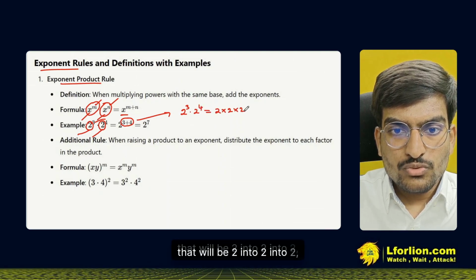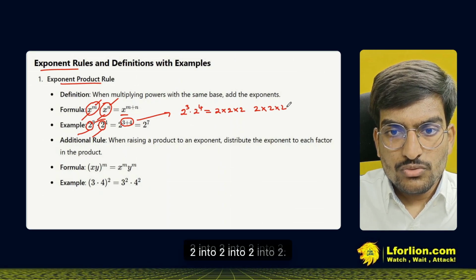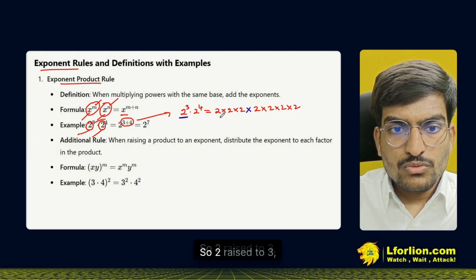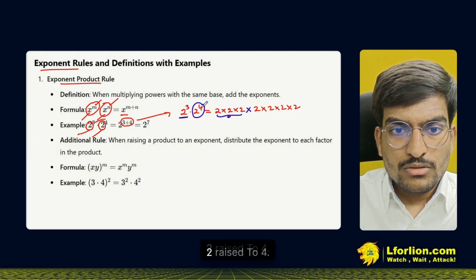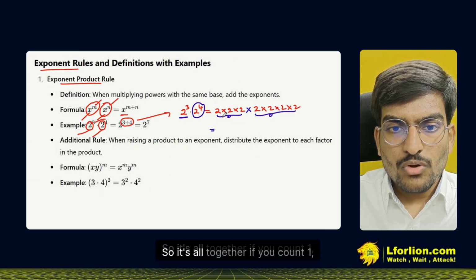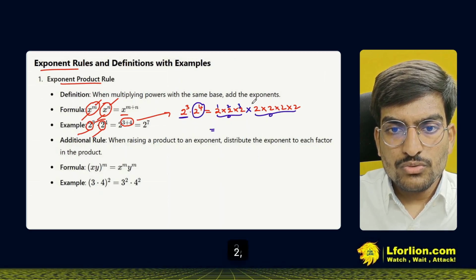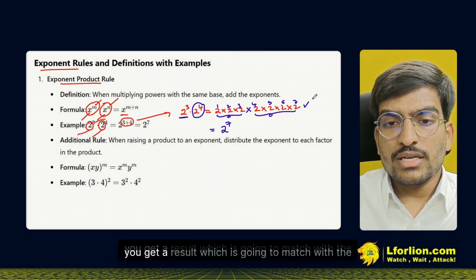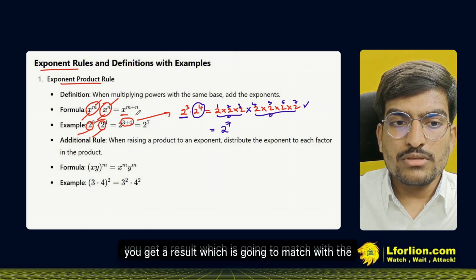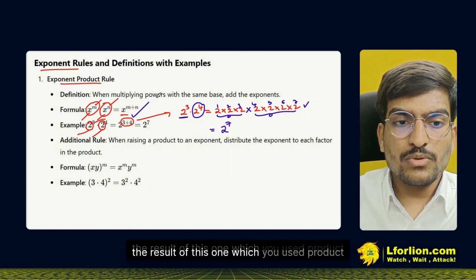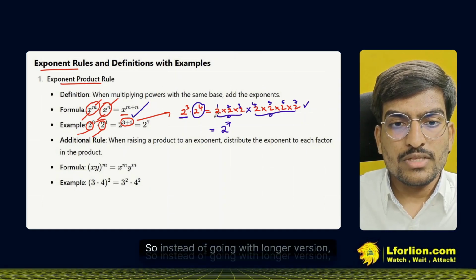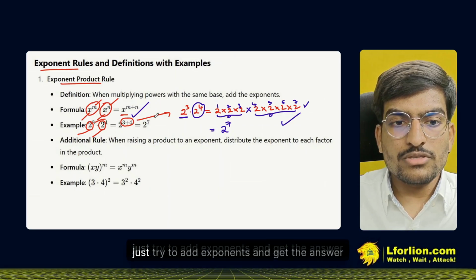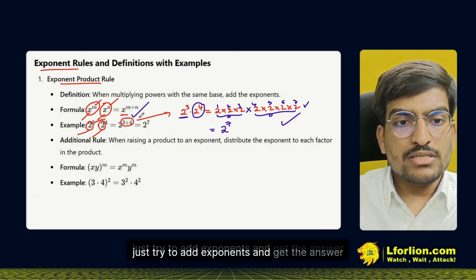Or if you do it this way, 2 raised to 3, 2 raised to 4, that will be 2 into 2 into 2, 2 into 2 into 2 into 2. So altogether, if you count 1, 2, 3, 4, 5, 6, 7, it is 2 raised to 7. If you multiply all these 2's, you get a result which is going to match the result of the one where you used the product rule. So instead of going with the longer version, just try to add the exponents and get the answer quickly.